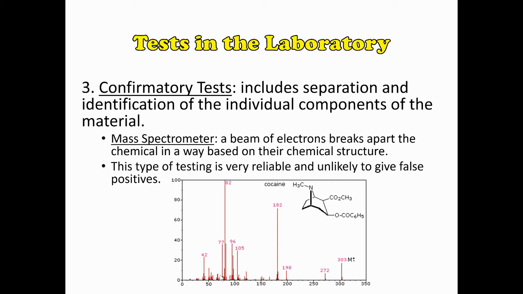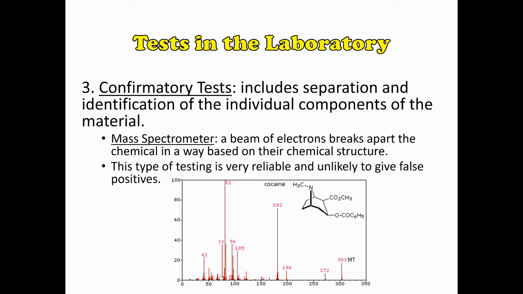All right, so some confirmatory tests include separation and identification of individual components of the material. There's a machine called a mass spectrometer, sometimes called a spectrometer. Basically, you have a beam of electrons that breaks apart the chemical based on its chemical structure. You bombard it with electrons, and it breaks off into pieces. You can measure how much these pieces of this destroyed molecule weigh, and then every substance will have its own unique pattern that you see on this graph below. It's a little technical, it's based on atomic weights, but that's what it would look like.